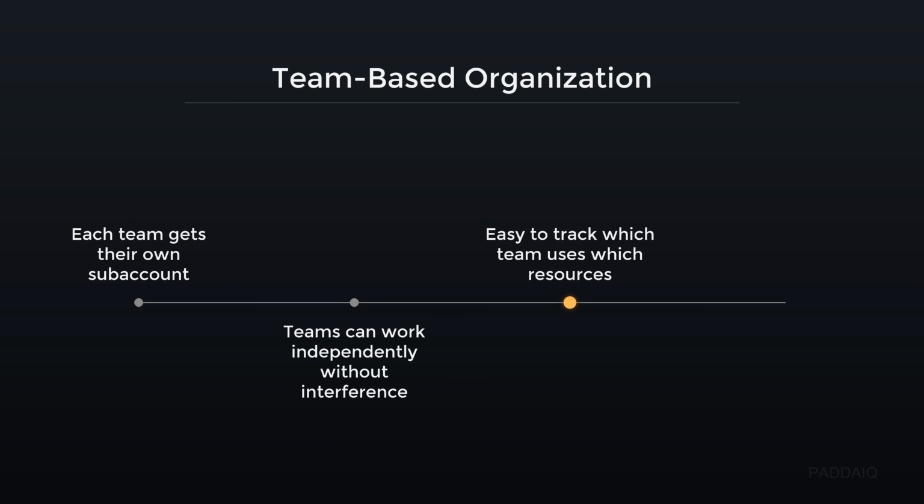Easy to track which team uses which resources. This means you can clearly see which team is using which SAP BTP services, like databases or applications. For example, the finance team might use analytics tools while development uses integration suites. This clarity helps manage costs and access effectively, ensuring each team has what they need without overlap or confusion.